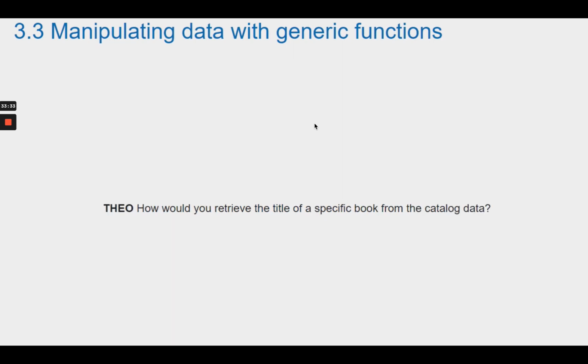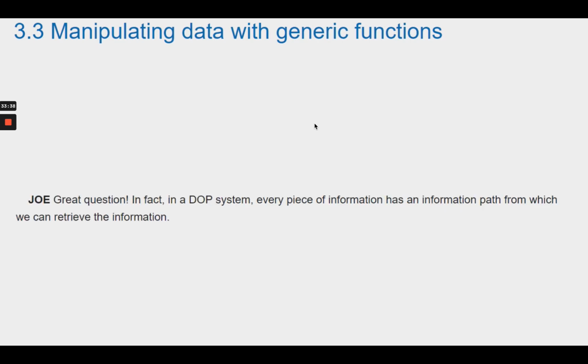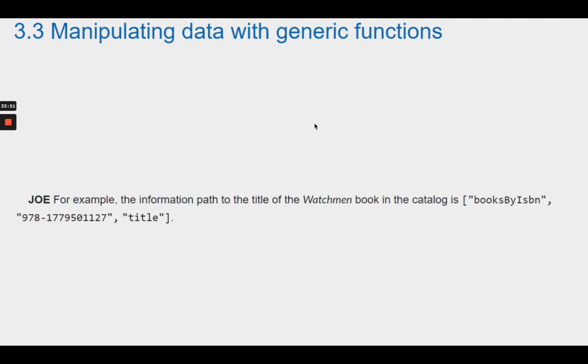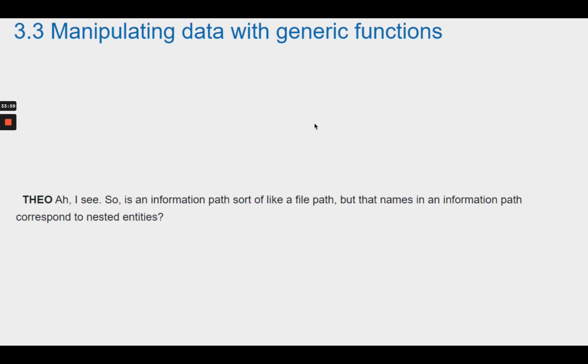Theo: How would you retrieve the title of a specific book from the catalog data? Joe: Great question. In fact, in a DOP system, every piece of information has an information path from which we can retrieve the information. Theo: Information path? Joe: For example, the information path to the title of the Watchmen book in the catalog is this, in brackets. Theo: I see. So, is an information path sort of like a file path, but the names in an information path correspond to nested entities?